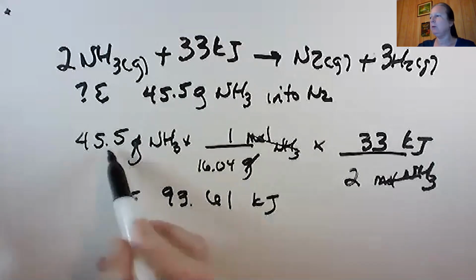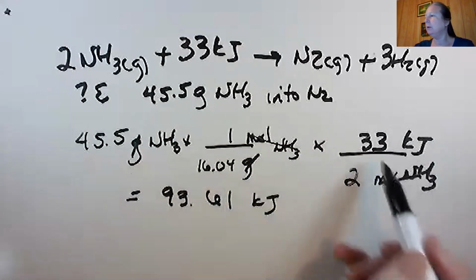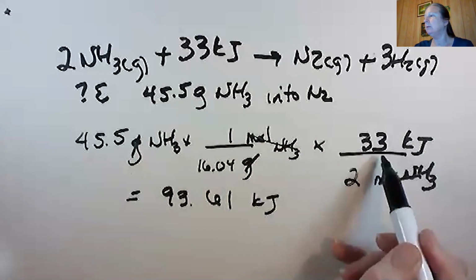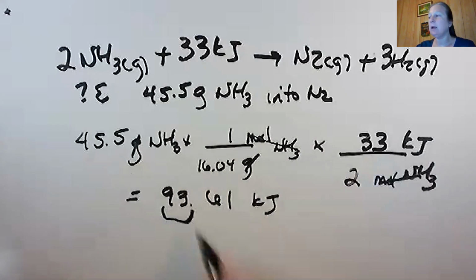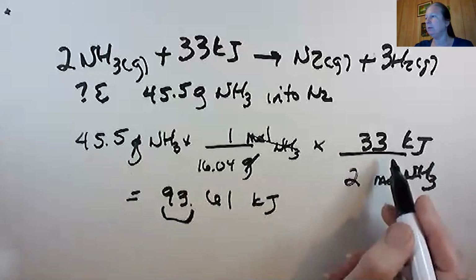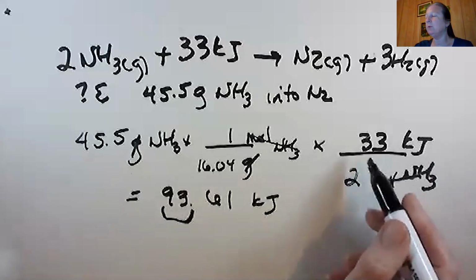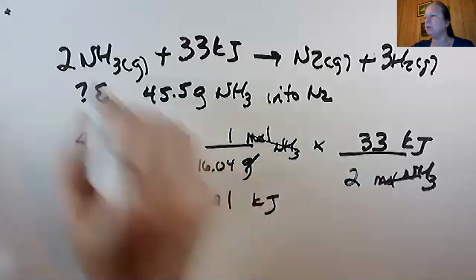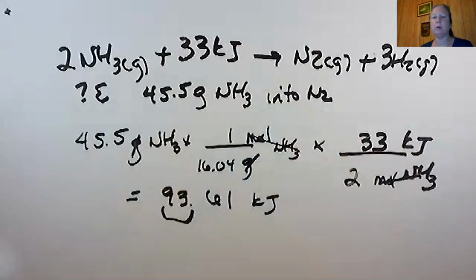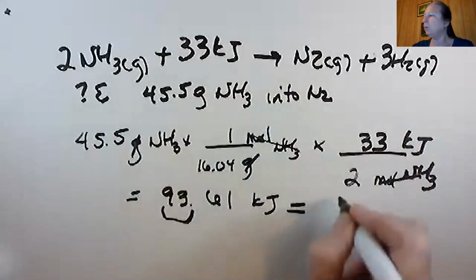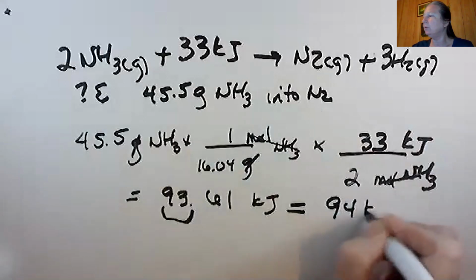I have 3 here. I have 4 here. I have 2 there. That counts because that's a number that can vary. That's a value that was measured and entered. It's not an exact number like the stoichiometry. So therefore, I'm going to give my answer as 94 kilojoules.